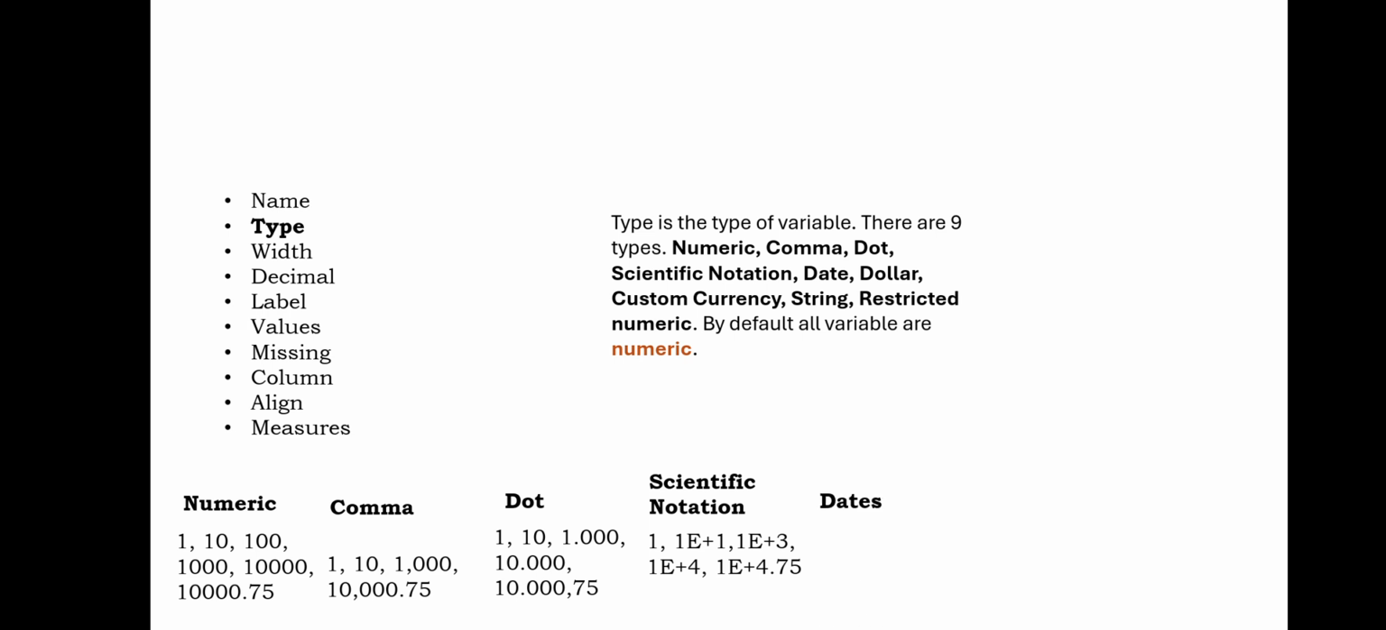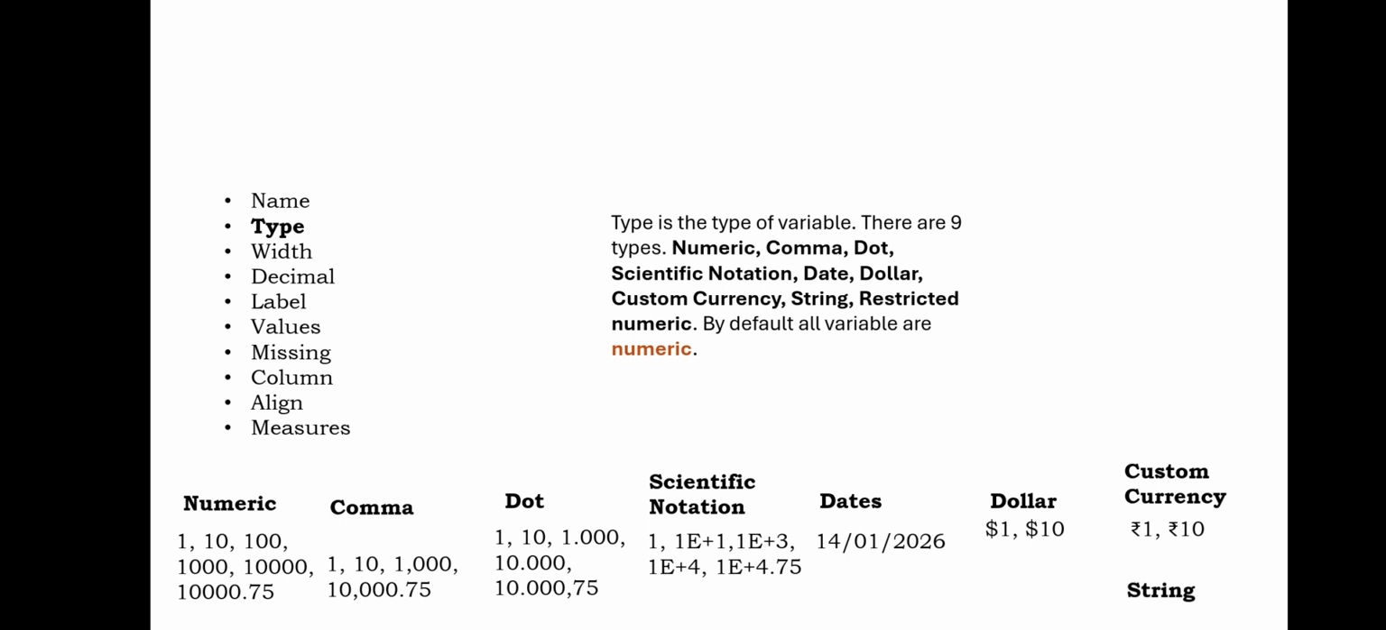The numbers can also take the form of dates in a variable. Dates can be like 14th of January 2026, and in SPSS there are many ways to write dates. Let's talk about a dollar. If your variable has numbers but the number has a dollar sign in front, then it will become a dollar type of variable. The dollar is a currency, but you can also customize the currency. You can make the currency in rupees as well. So another type of variable we have is a custom currency variable.